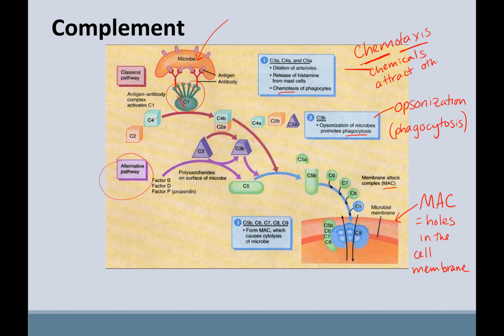Okay. So complement has lots of different proteins involved, multiple ways to recognize something as foreign, and then multiple tools to use to recruit other cells of the immune system, to recruit phagocytes to eat up whatever it's tagged, or to punch holes in the cell membrane to kill that microbe.